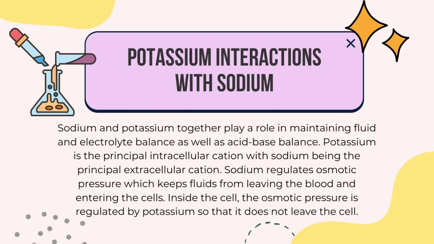Potassium has interaction with other nutrients. Now we are talking about potassium interaction with sodium. Sodium and potassium together play a role in maintaining fluid and electrolyte balance as well as acid-base balance. Potassium is the principal intracellular cation, with sodium being the principal extracellular cation. Sodium regulates osmotic pressure, which keeps fluids from leaving the blood and entering the cells. Inside the cell, the osmotic pressure is regulated by potassium so that fluid doesn't leave the cell.